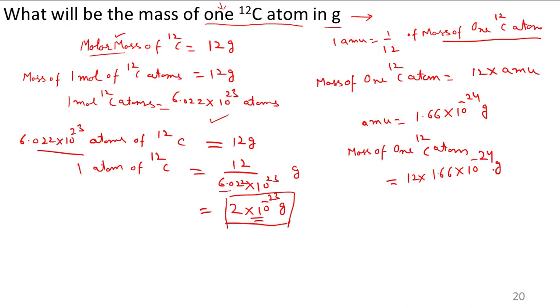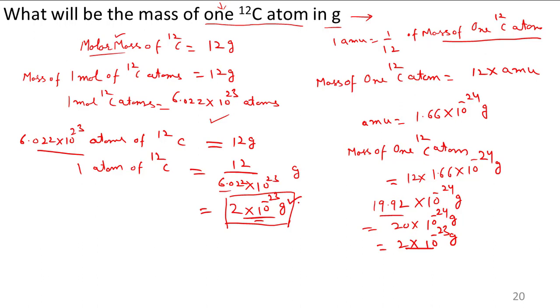Now 12 multiplied by 1.66 is equal to 19.92 into 10 raised to the power minus 24 gram. So 19.92 is approximately 20. We can write 20 into 10 raised to the power minus 24 gram. This 0 gets cancelled. It is 2 into 10 raised to the power minus 23 gram.